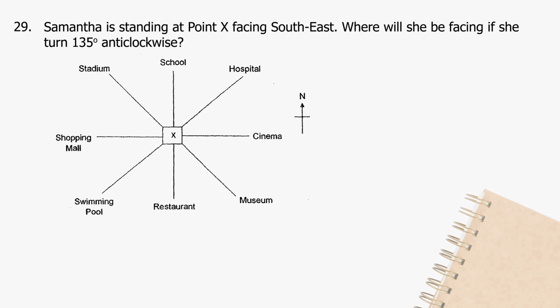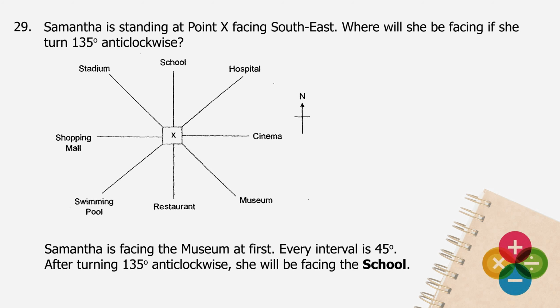Question 29. Samantha is standing at point X, facing southeast. Where will she be facing if she turn 135 degrees anticlockwise? Samantha is facing the museum at first. Every interval is 45 degrees. After turning 135 degrees anticlockwise, she will be facing the school.